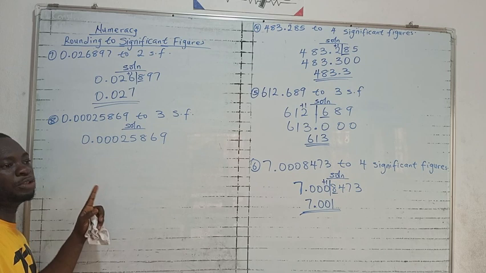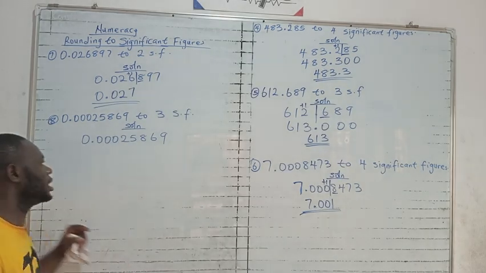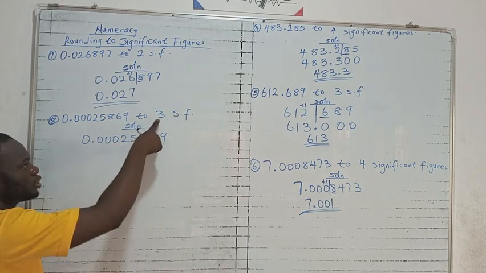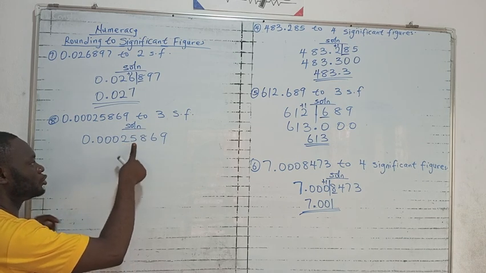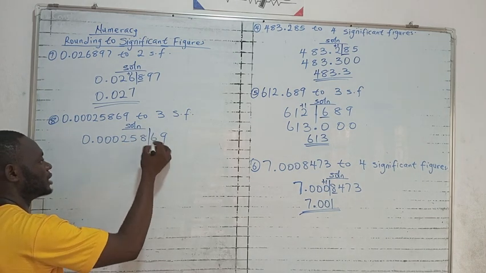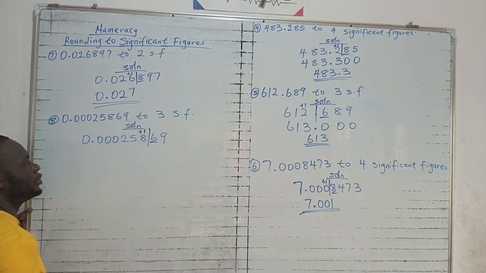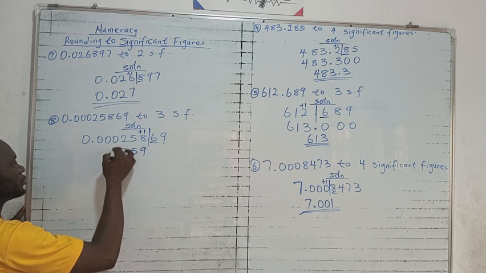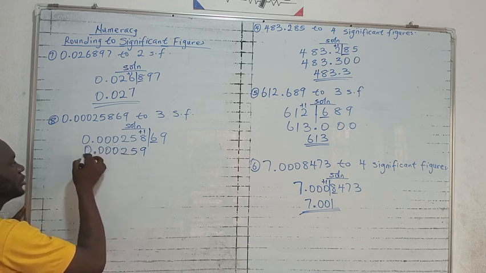So we start counting from the first non-zero digit, and in this case, the first non-zero digit is 2. From 2, we count how many places? 3 places. Let's go. 1, 2, 3. We put our slash. We consider this. Group A, Group B, Group A. Group B, we add 1. Here becomes 10. 1 plus 8, 9. Bring down 5. Bring down 2. Put your zeros. Put your point and the final zero.